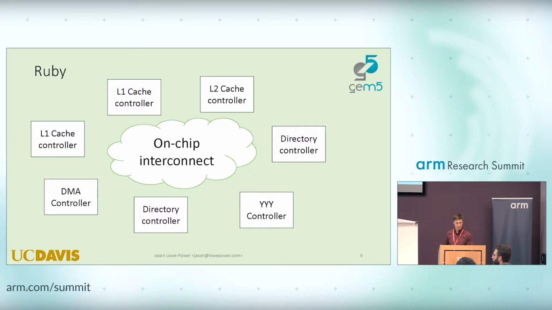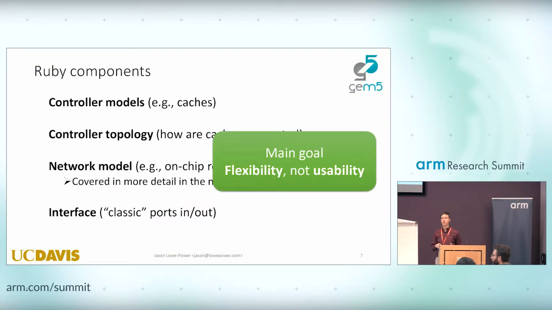So Ruby is really made up of three major components. You have all these different controller modules that you create. And these are written in a domain-specific language, SLICC, which we'll talk about in a minute. You have the topology of these controllers, which is how they're connected to one another. And then you have the network model, so how you're modeling packets going through the network of this on-chip interconnect.